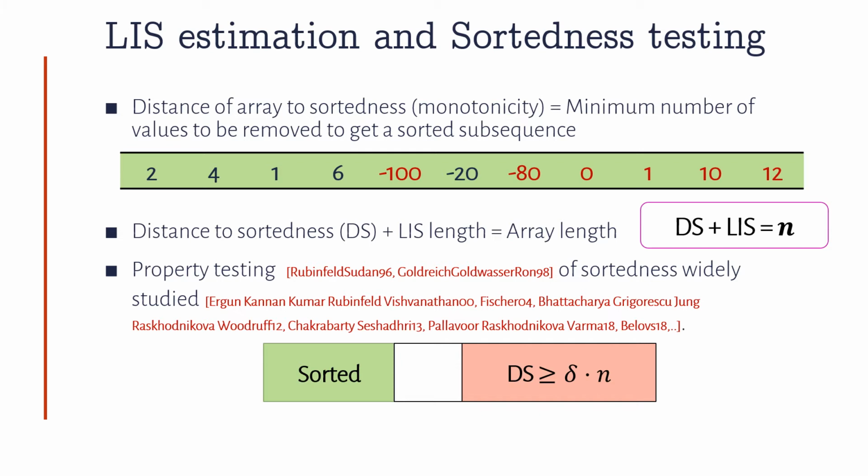Property testing sortedness of real-valued arrays has been widely studied. There are several testers known, and specifically the problem here is, given an array, to distinguish with high probability between the cases that the array is sorted versus the case that the distance to sortedness of the array is at least delta n for some parameter delta. It is known that LIS estimation is at least as hard as sortedness testing.